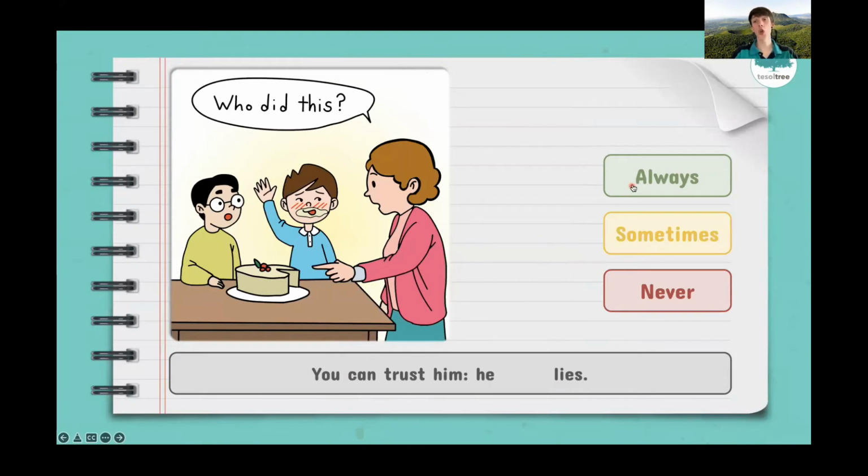Can you trust someone who always lies? No, you can't trust somebody who always lies. Can you trust somebody who sometimes lies? You can trust them a little bit. And can you trust somebody who never lies? Yes, you can trust somebody who never lies. Let's read this sentence together. 3, 2, 1. You can trust him. He never lies. Good job.